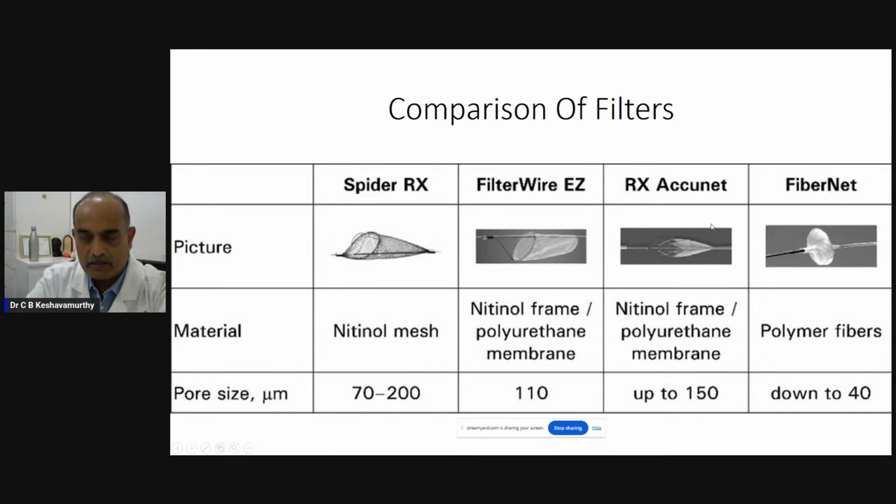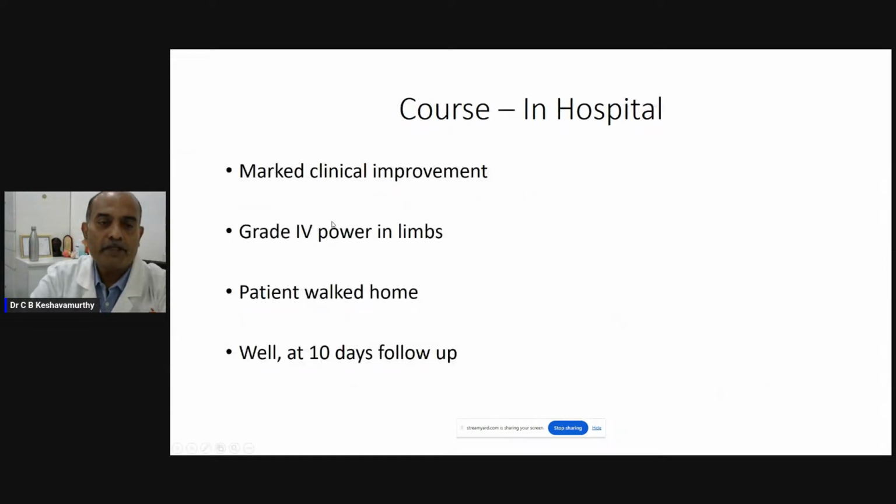Of course, there are other protection devices, but use whatever you are familiar with, because in the carotid you cannot spend too much time putting devices in, and especially if you are unfamiliar in deploying the device. Once you enter the carotid, finish the procedure quickly and get out of that zone. So patient had a marked clinical improvement with grade 4 power in limbs, and actually patient walked home, and he is well at about 2 weeks of follow-up now.